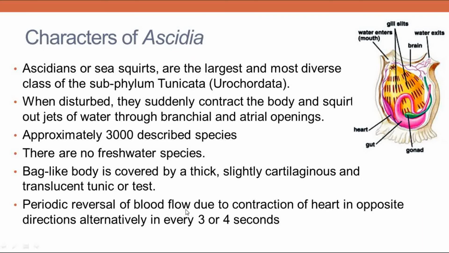Periodic reversal of the blood flow is present due to the contraction of the heart in opposite directions alternately, every 3 or 4 seconds. The direction of the heart's contraction reverses once in a while, around every 3 or 4 seconds. That's why the periodic reversal of the blood flow occurs in the case of Ascidia.